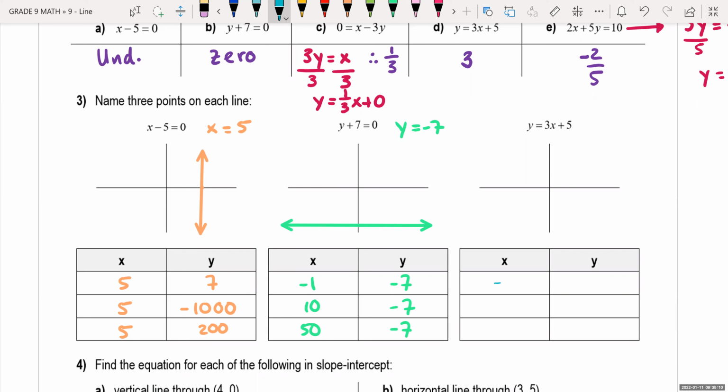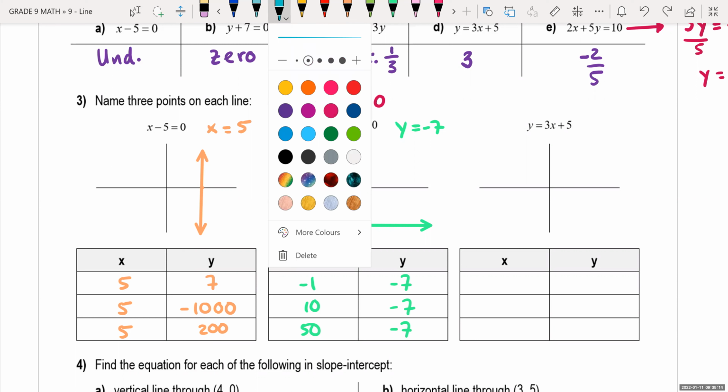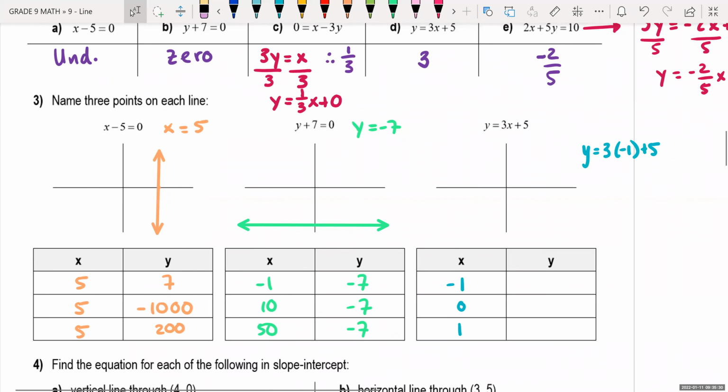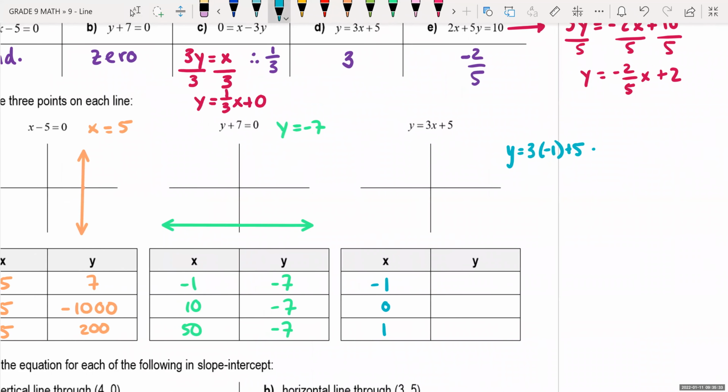I'm going to keep it super simple. I'm going to pick -1, 0, and 1. Because why use big numbers when you can use small numbers, especially if they're not telling you? So -1, 0, and 1. And I'll just show the work maybe on the side. So y is equal to 3 times -1 plus 5. And that is just going to be -3 plus 5, which is going to be equal to 2.